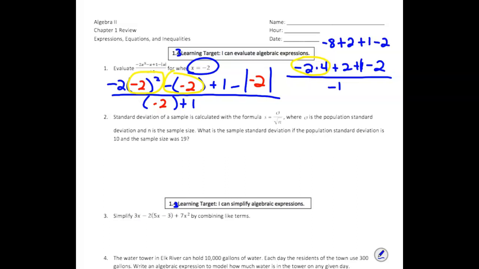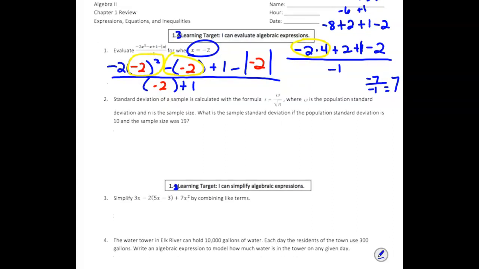And going through that in order from left to right, -8 plus 2 would be -6. -6 plus the 1 would be -5. And subtracting a 2 gets us a -7. So we end up with -7 divided by -1. Final answer should be just a +7.